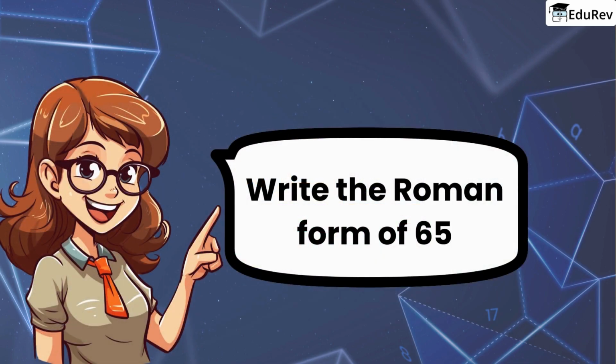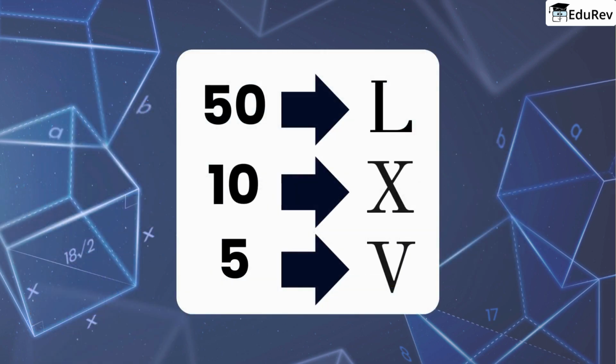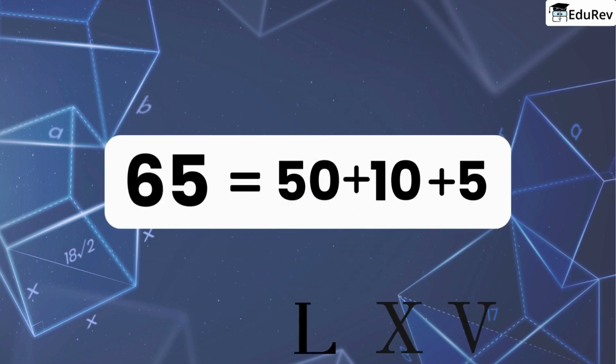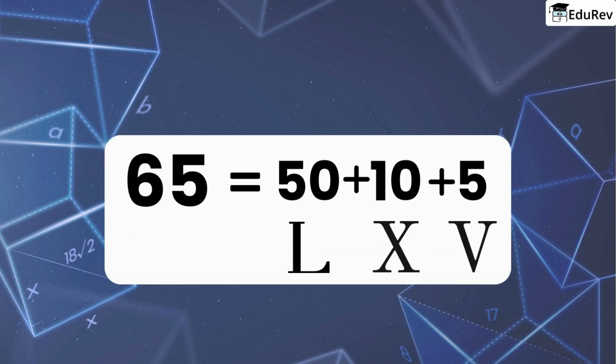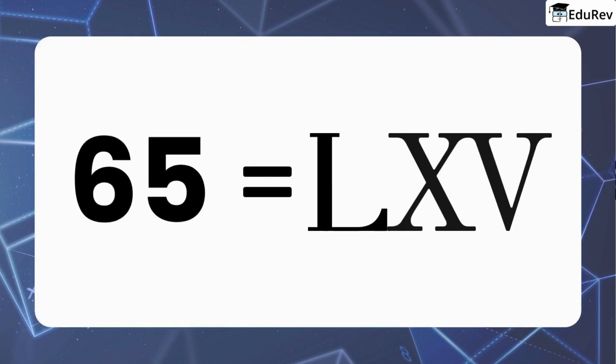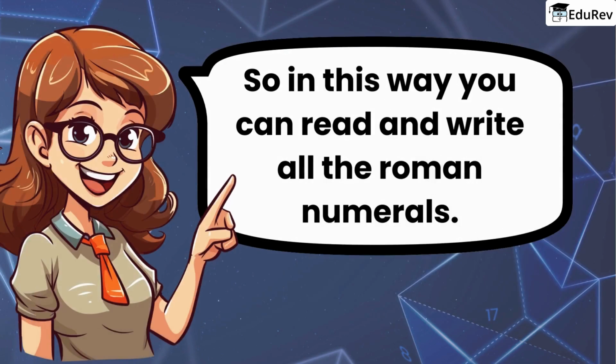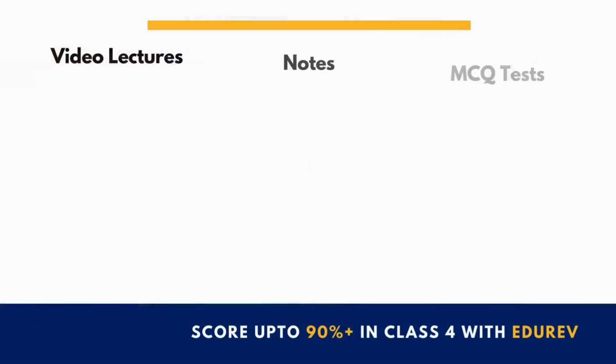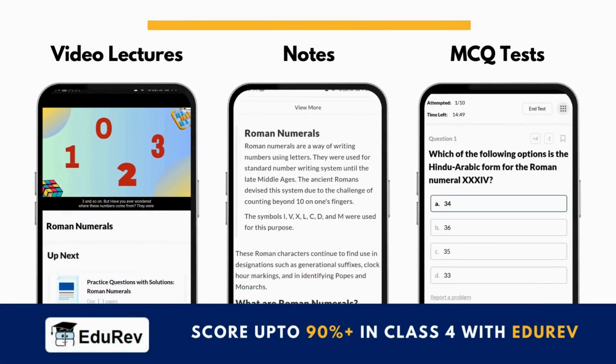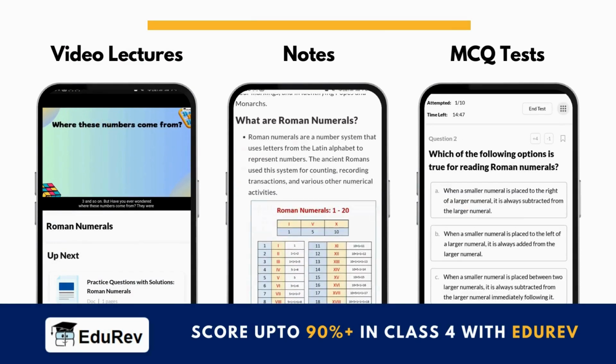Now let us try to write the Roman form of 65. Here we know that 50 is equal to L, 10 is equal to X and 5 is equal to V. So we get 65 as 50 plus 10 plus 5. Write their symbols. We get 65 equals LXV. So in this way you can read and write all the Roman numerals. We hope that you have understood the concept of Roman numerals.